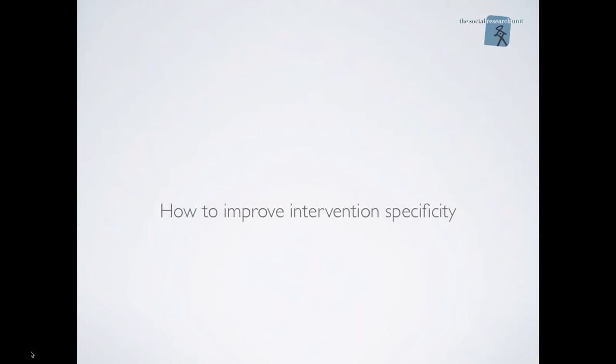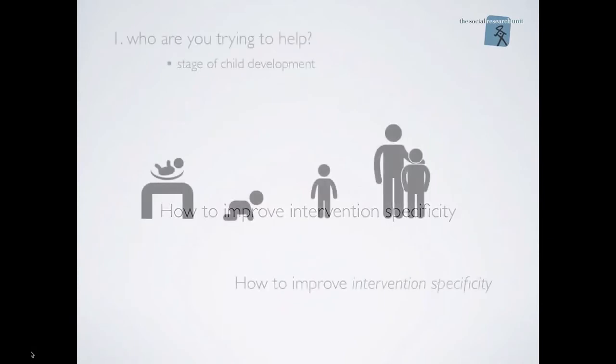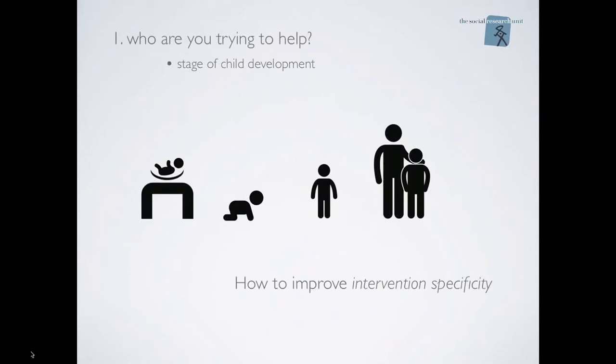Okay, so for intervention specificity, you need to ask yourself 5 questions. First, who are you trying to help? Start by considering the stage of child development you're focusing on: preschool, primary school years, secondary school, or early adulthood. You also need to consider the stage of a problem at which you want to intervene. Do you want to prevent a problem from occurring, intervene early in its development, or promote the best possible recovery after a problem has occurred?